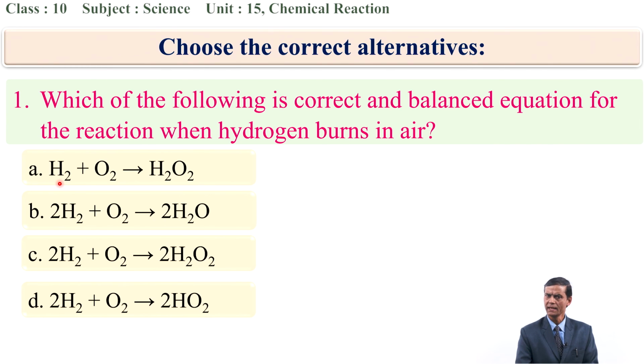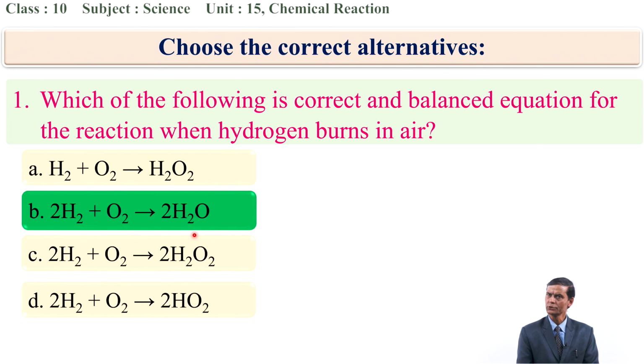First answer is H2 plus O2, H2O2. Is it correct? Or second one is 2H2 plus O2, 2H2O. Is it correct? Third one is 2H2 plus O2, 2H2O2. Is it correct? Or the last one is 2H2 plus O2, 2HO2. Please find the correct answer. Yes, you must have found. Let's check it. Yes, 2H2 plus O2, 2H2O is the correct and balanced equation for the reaction.